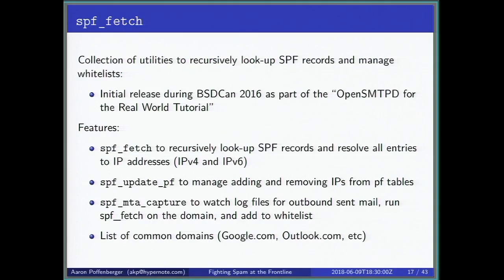So I put together a script as part of my first tutorial called SPF Fetch, and it does exactly what the name implies. It recursively looks up SPF records, converts them to IP addresses, and then spits them out. So now I can create a cron job, walk a known good list of domains, and spit those out on some sort of frequency. The frequency is up to each person. I tend to do it every 24 hours.